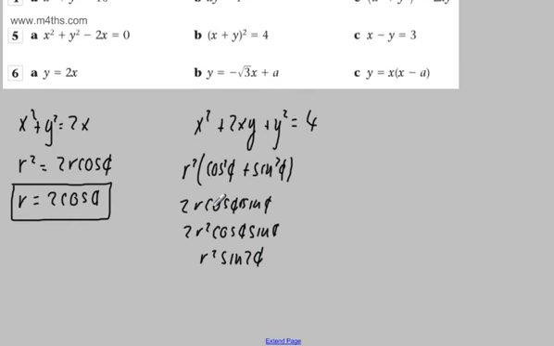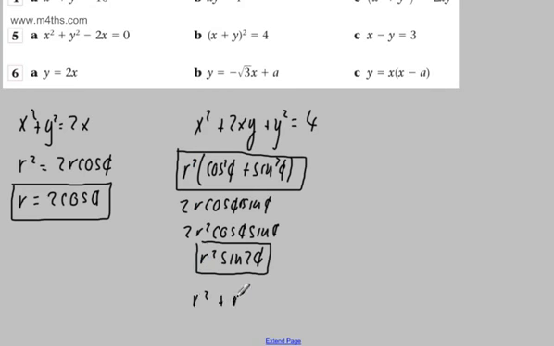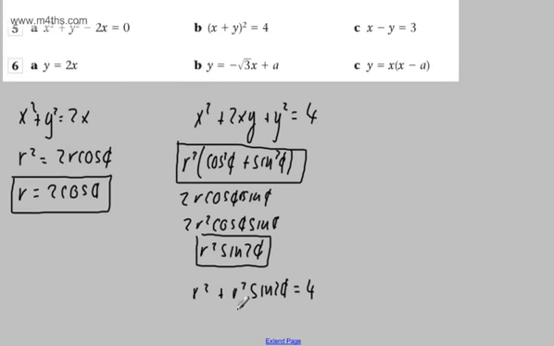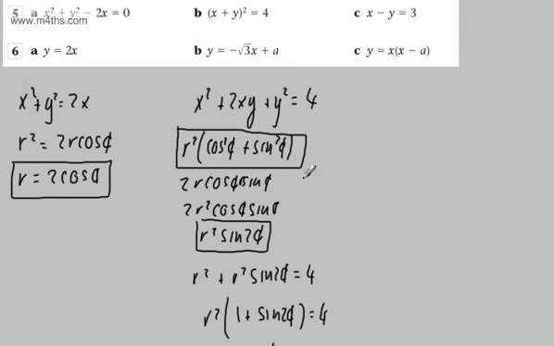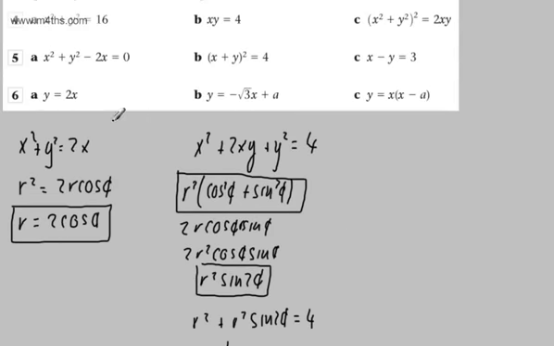So after that bit of messing about, and I'm sure that can be done a slightly quicker way, I'm happy if you've got a better way of doing that one. This is going to give us 1, isn't it? Cos squared theta plus sine squared theta is 1. So what we've got then is r squared plus r squared sine 2 theta is equal to 4. What can we do? We can factor the r squared, can't we? So we can write now r squared times 1 plus sine 2 theta is equal to 4. So r squared is equal to 4 over 1 plus sine 2 theta. On reflection, I think I could have done that one a bit better, but that certainly gets us where we want to be.